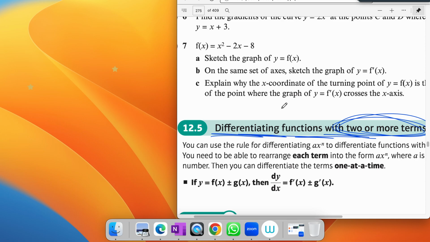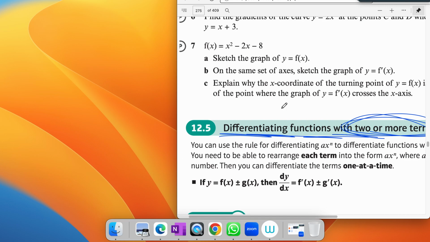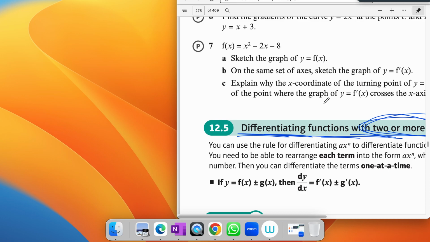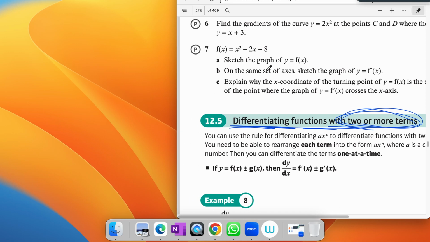What do we have here? Sketch the graph of y is equal to f of x. Okay, on the same set of axes, sketch the graph of f dash x. Explain why the x coordinate of the turning point of f of x is the same as the x coordinate of the point where the graph of f dash x crosses the x-axis. Okay, first let us draw, then we'll discuss this. x square minus 2x minus 8.